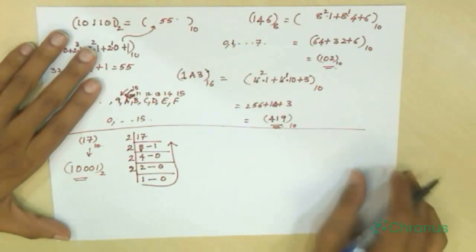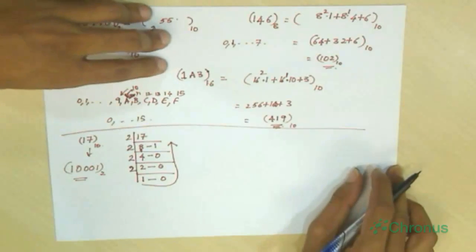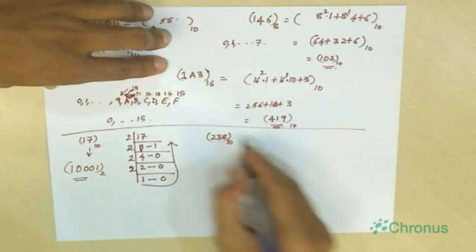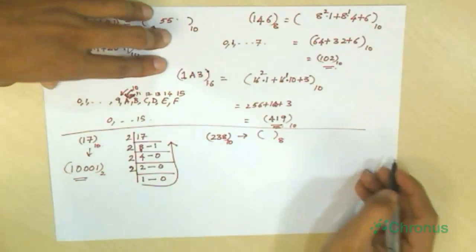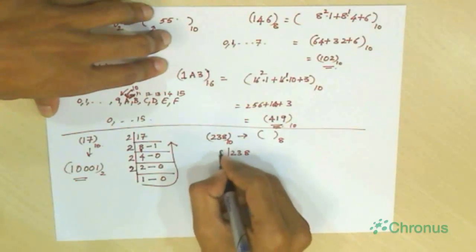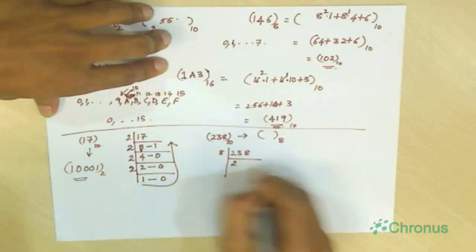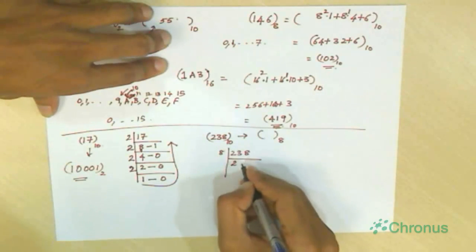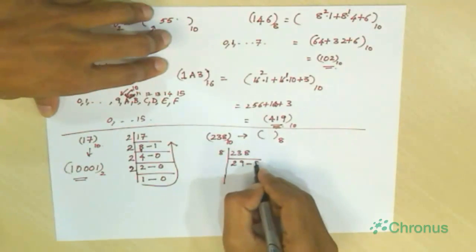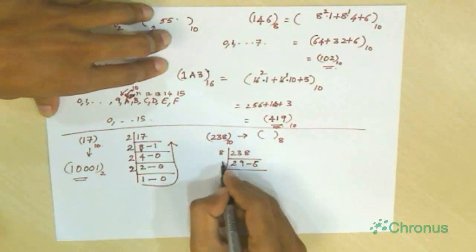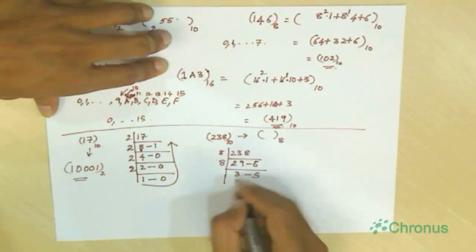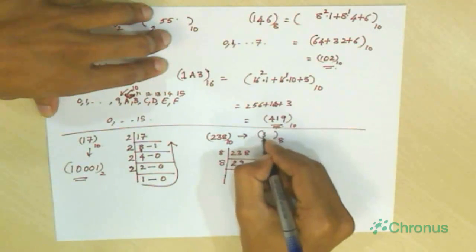Let's say we have the number 238 base 10, and now we need to convert this to a number of base 8. We continue the same way, 238 divided by 8 is 29 with the remainder of 6, and you further divide by 8, get 3 with the remainder of 5, and 3 is less than 8. So 238 base 10 is equal to 356 base 8.